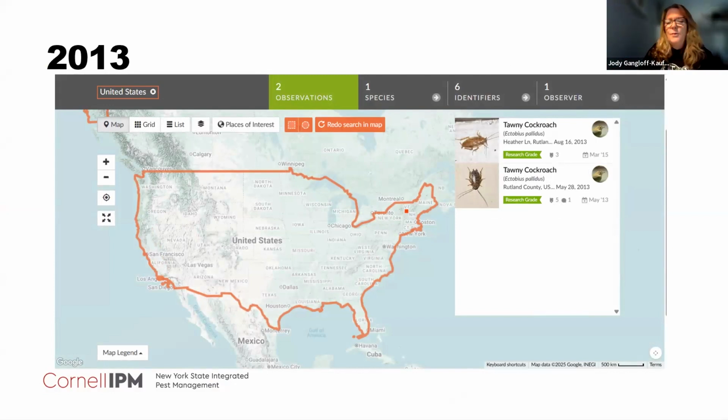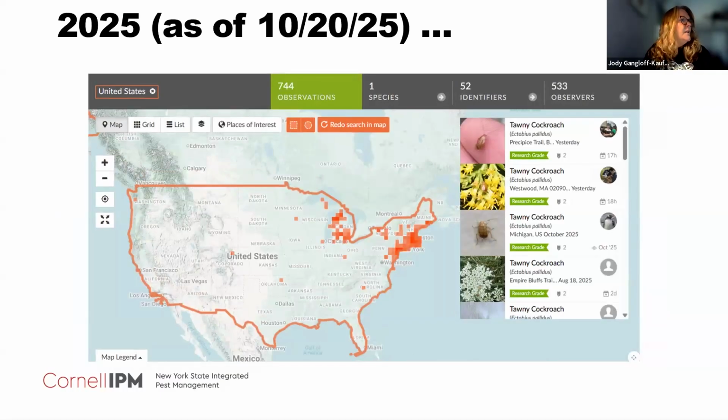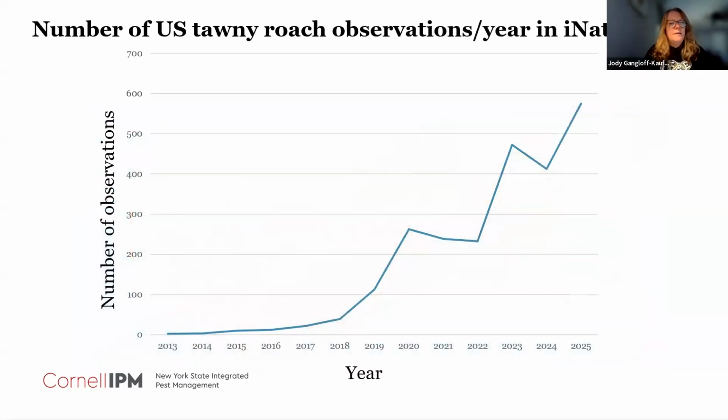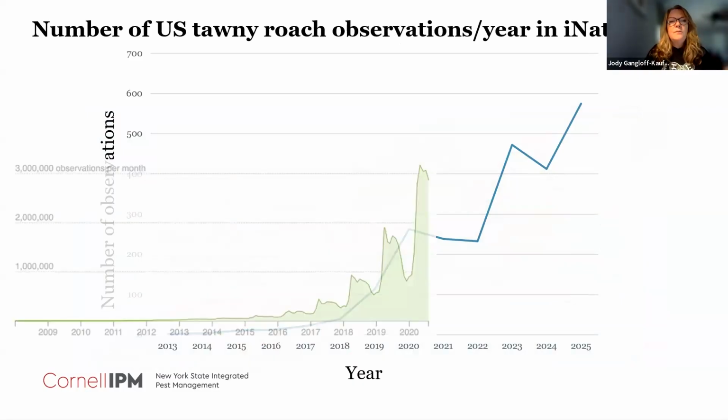There were 2 observations. There's one in 2008 as well, but I just skipped to 2013. By 2025, as of October, we had 744 observations this year alone. And by the end of the year, we're projected at 926 if this trend holds. This is the data looking at it from a different point. You can see the numbers go up pretty nicely. But when you superimpose the use of iNaturalist, it follows the same trend. The number of observations in iNaturalist follows the same general trend of doubling, basically, every year, right?